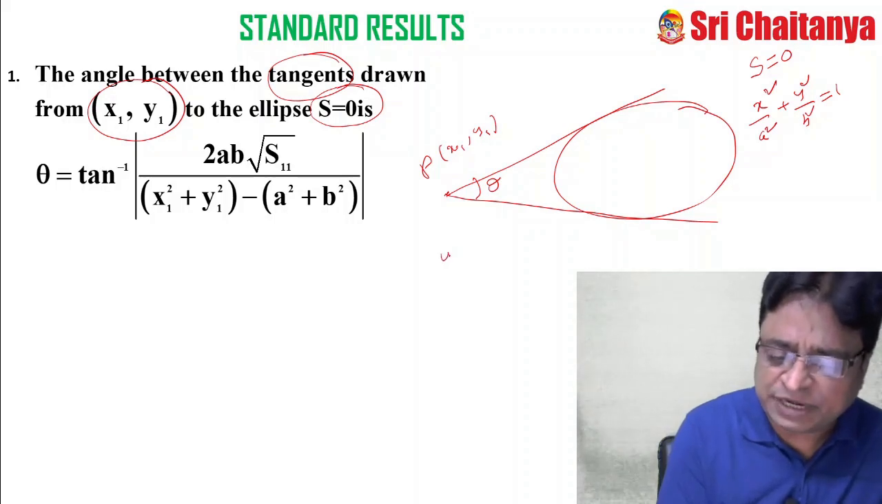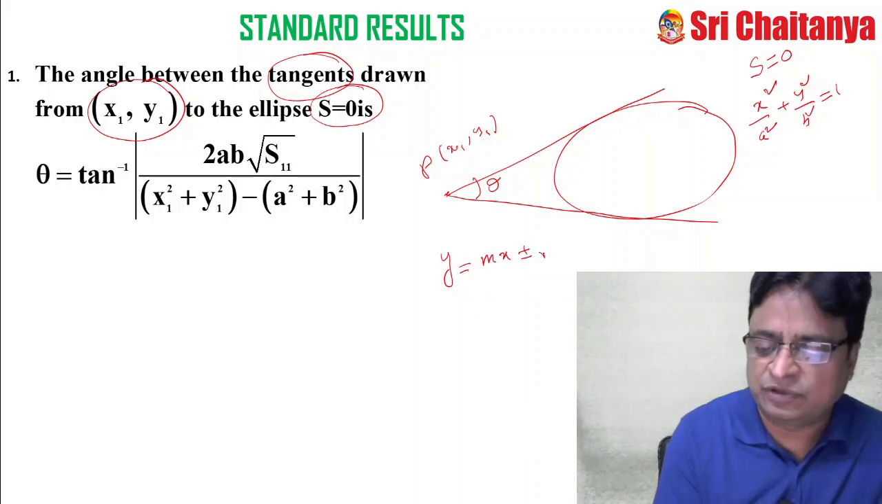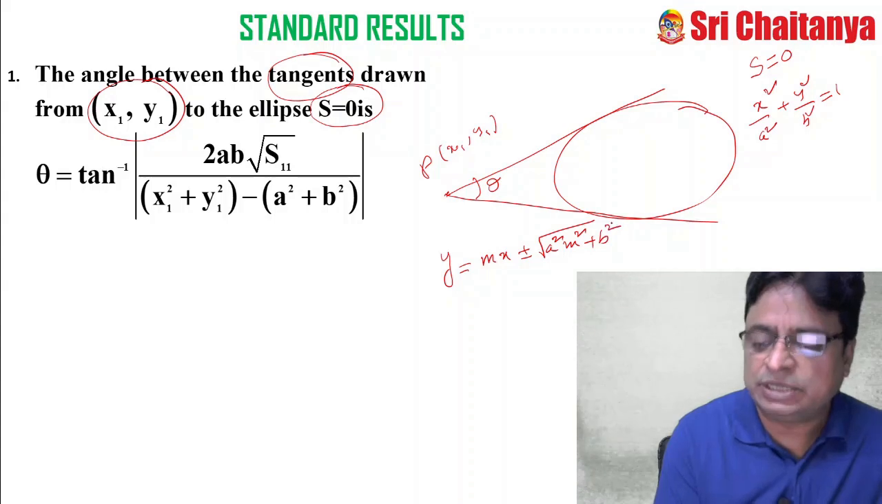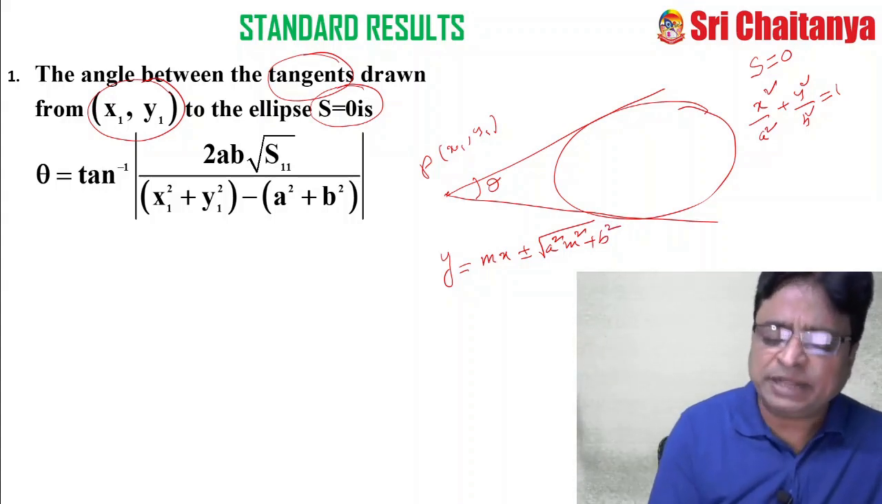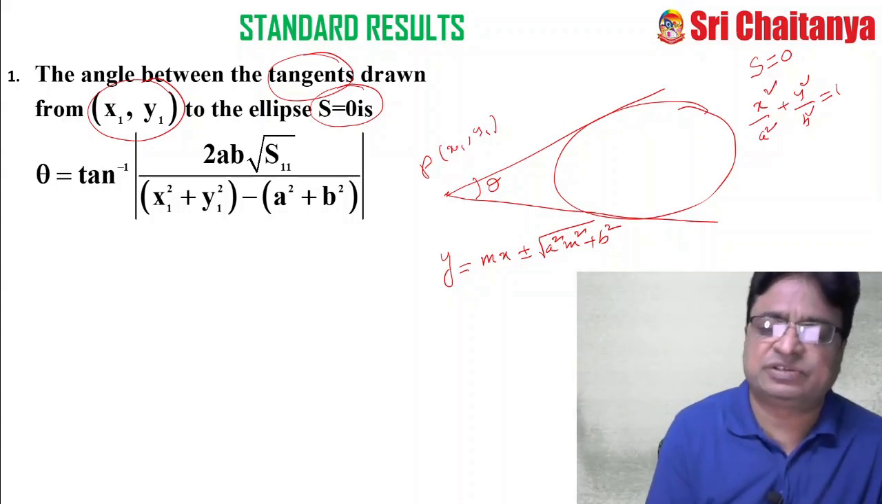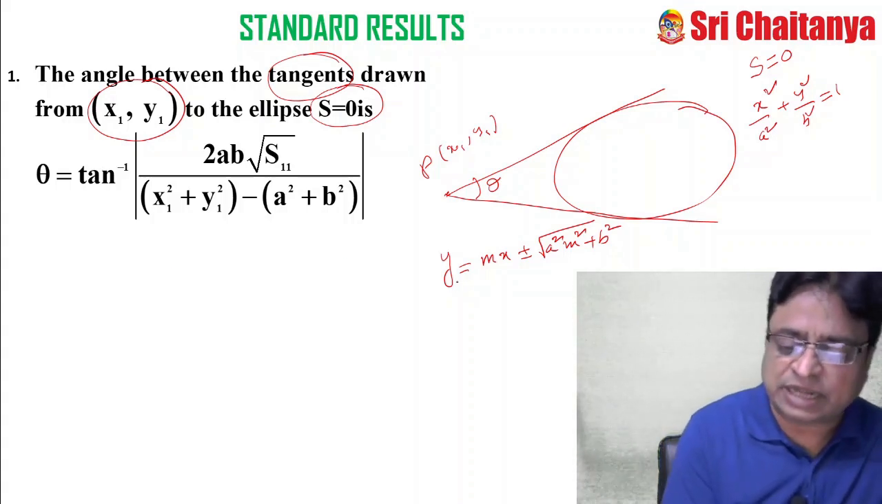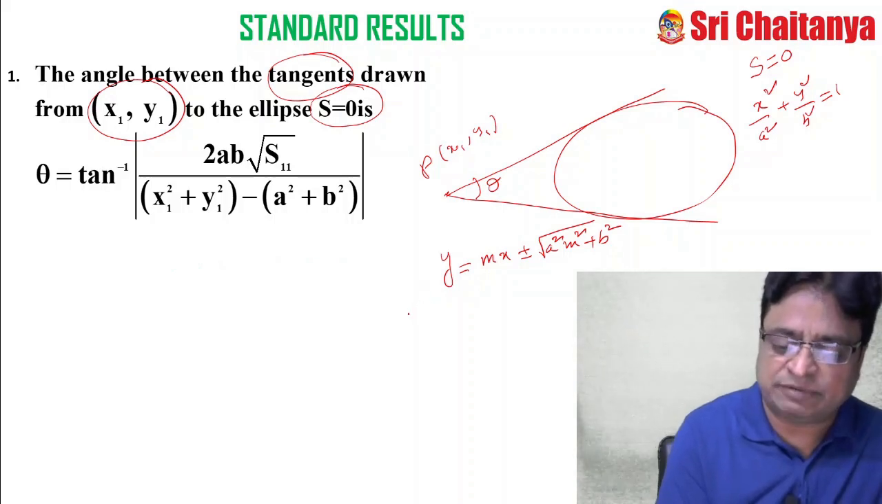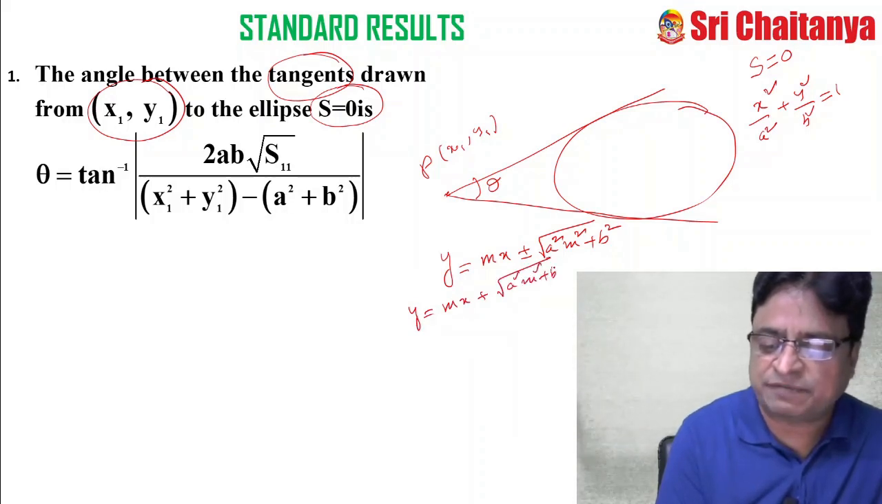What is the equation of any tangent in slope form? y equal to mx plus or minus root of a square m square plus b square, where m is the slope. Take any one of them, either plus sign or minus sign; that choice is left to you. Conveniently, I am considering the plus sign only. So my tangent is y equal to mx plus root of a square m square plus b square. This is the equation of any tangent.